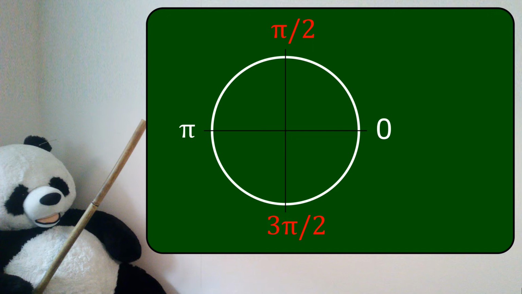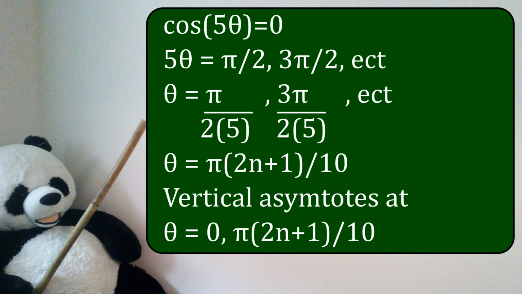So for the cosine of 5 theta equals 0, we've got 5 theta equals pi divided by 2, or 3 pi divided by 2, or any of the ones for more than one rotation. So theta is going to be equal to pi divided by 2 times 5, or 3 pi divided by 2 times 5, and so on and so forth, or theta is going to equal pi times 2n plus 1 divided by 10, where n is an arbitrary integer. So the vertical asymptotes for that function are theta equals 0 and pi times 2n plus 1, all divided by 10.